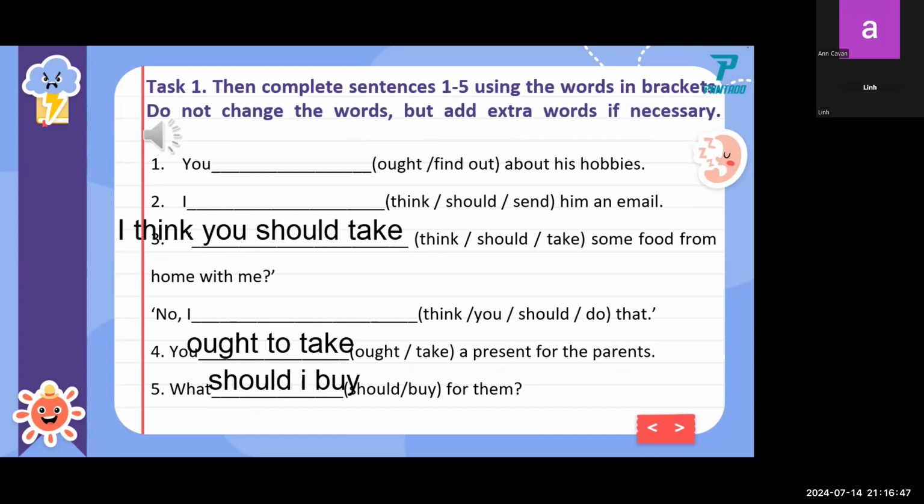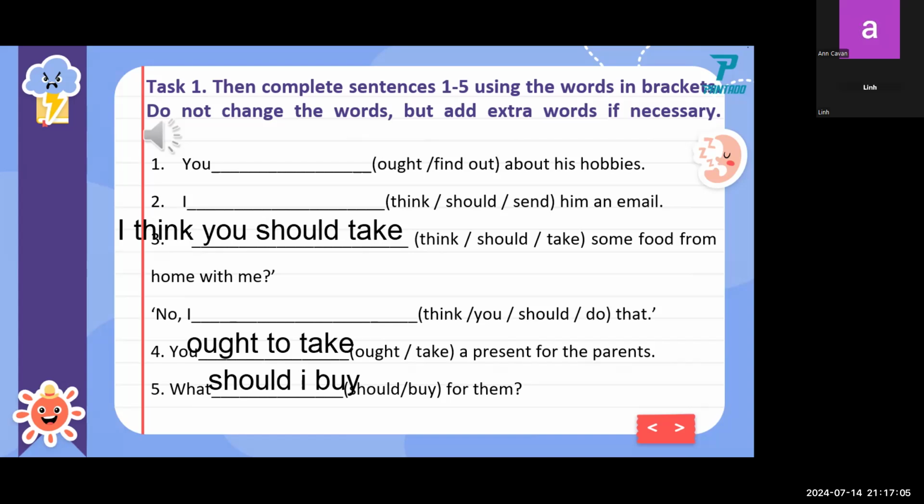I'm going to stay with him next term. You ought to find out about his hobbies. I think you should send him an email. Yes, that's a good idea. Maybe he likes tennis. I play tennis a lot. Well, don't forget to take your tennis racket with you and anything else you need for your hobbies.